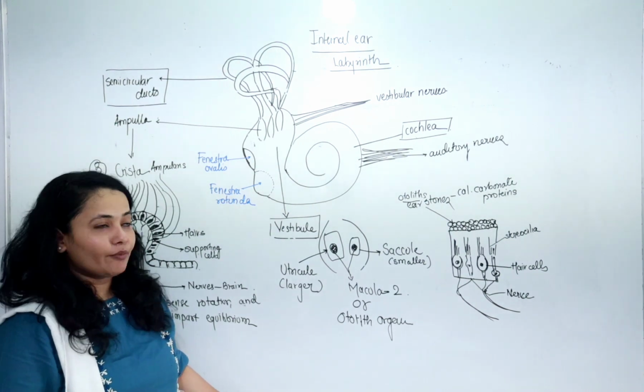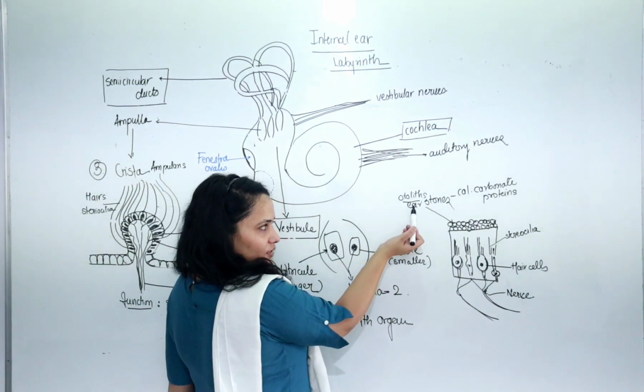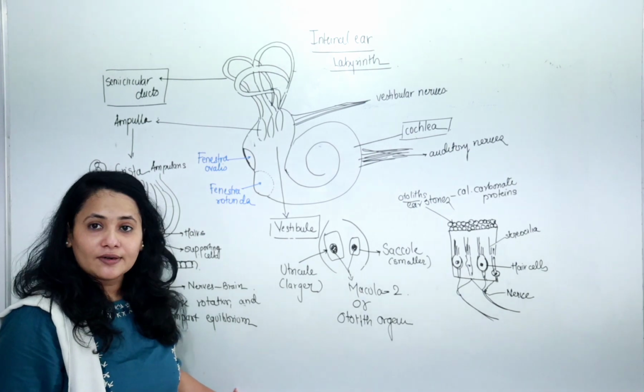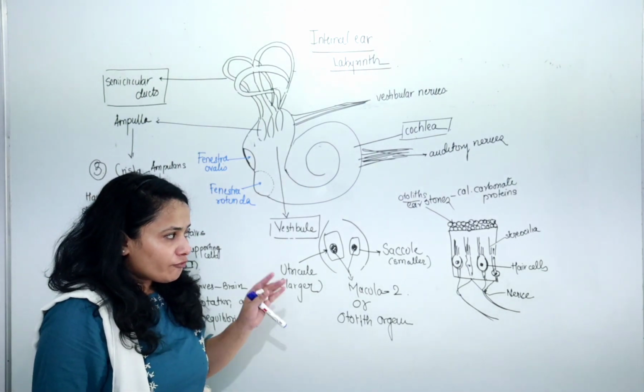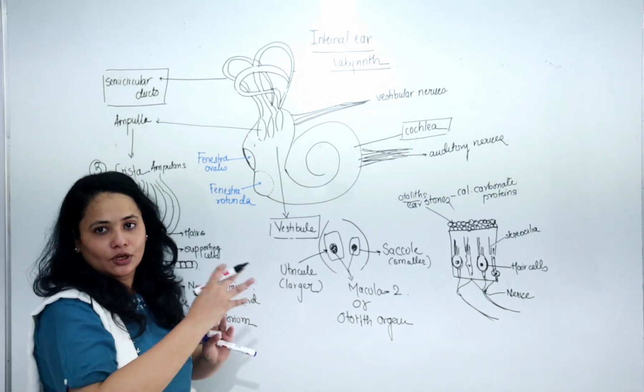How many maculae? Remember, 2. What does it comprise of? It comprises otoliths, which are known as ear stones, made up of calcium carbonate and proteins, bears stereocilia, and 2 kinds of hair cells arranged in a row.